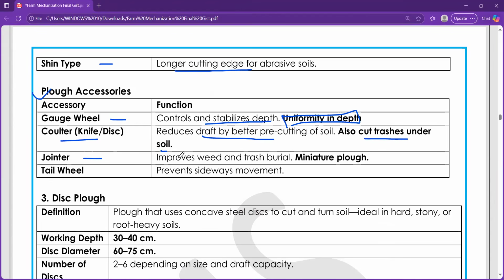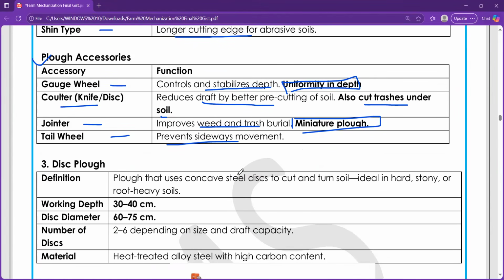Then we have the jointer, which improves the weed and trash burial, and it also resembles a miniature plug. Then we have the tail wheel, which prevents sidewise movement. So these were all the things about the MB plug or mold plug.